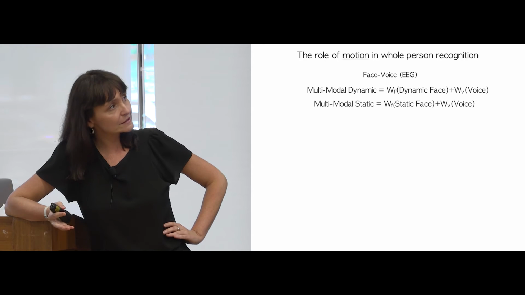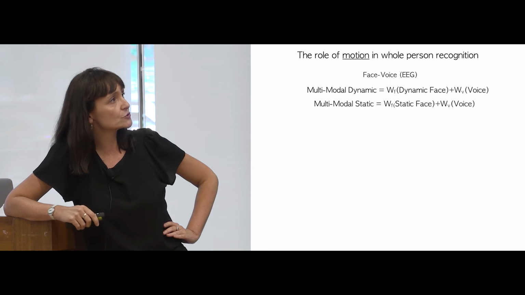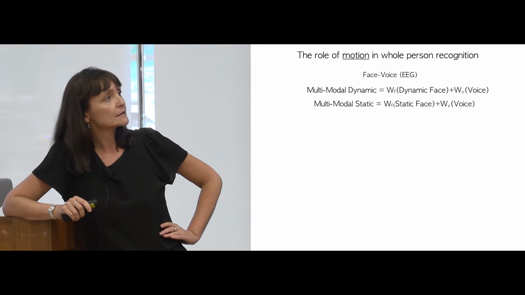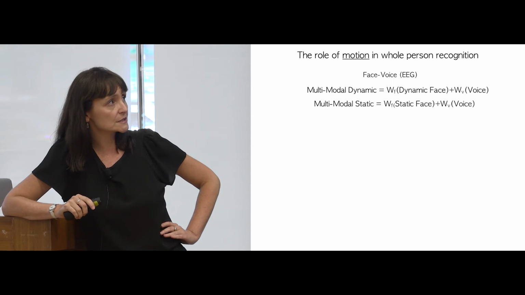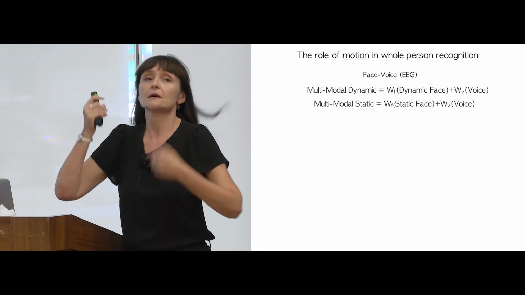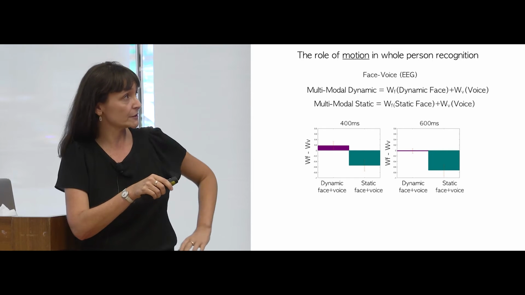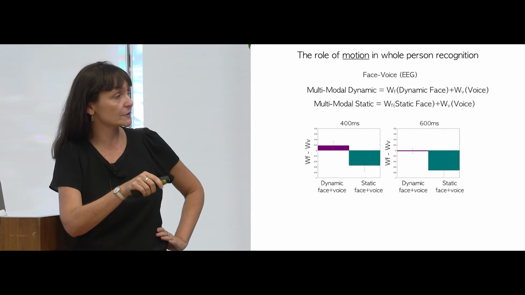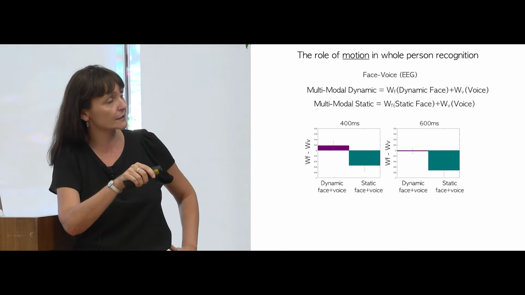And then the other thing that she did, and this is similar to what I showed you before with the faces and the body in the fMRI experiment, is to try to model the representation of the multimodal dynamic face or the multimodal static face using the EEG data from the voice, from a dynamic face presented without a voice, and a static face presented without a voice, in order to see what's the contribution of the faces and the voices to the multimodal representation. And what you see here is a measure of WF minus WV. So if we see a negative finding here, it means that the weight for the voice is actually higher than the weight for the face.